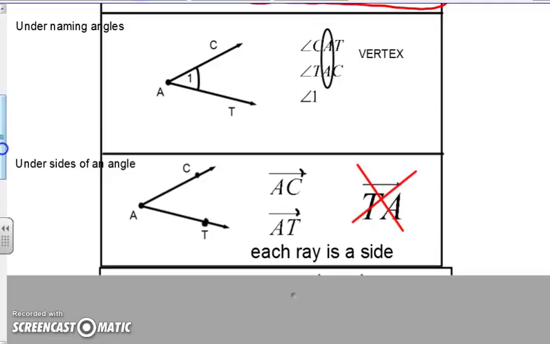Oh, is this still the same tab thing? No, this is underneath the sides of an angle tab.